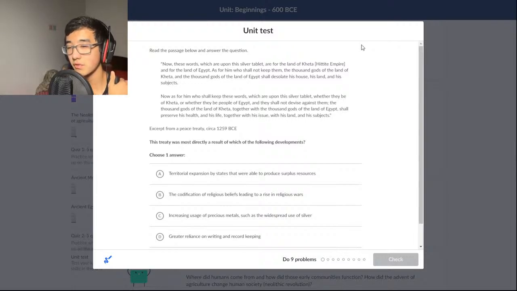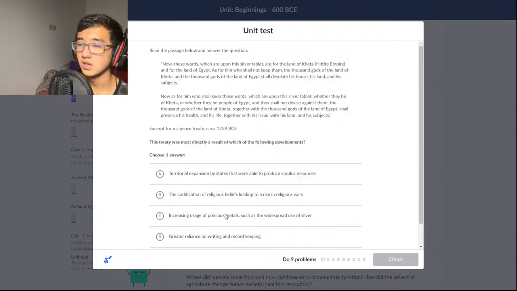So, okay, for one, although it does mention silver, it just mentions that this treaty was written on a silver tablet. So this is a result, so that means a causation question. So I think it could be A. They did like war, they fought around resources because back then their civilizations were growing, so they needed more resources. B, yeah, that's also a wrong answer.